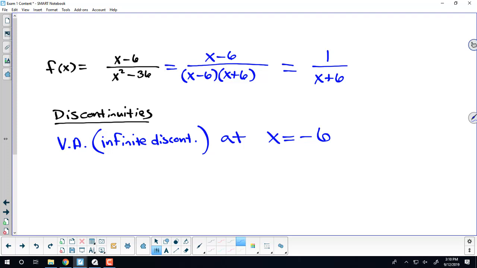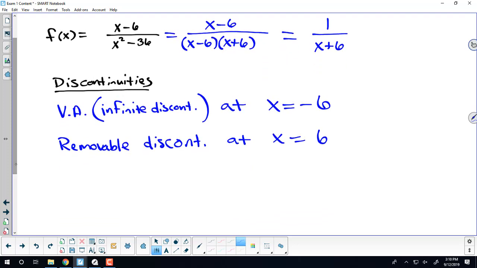And then there's a removable discontinuity at x equals 6. So then when it says identify the behavior of this function near the vertical asymptote, you've already identified where the vertical asymptote is. So around the vertical asymptote, we would say, all right, what's the limit as x approaches -6 from the right, and as x approaches -6 from the left.